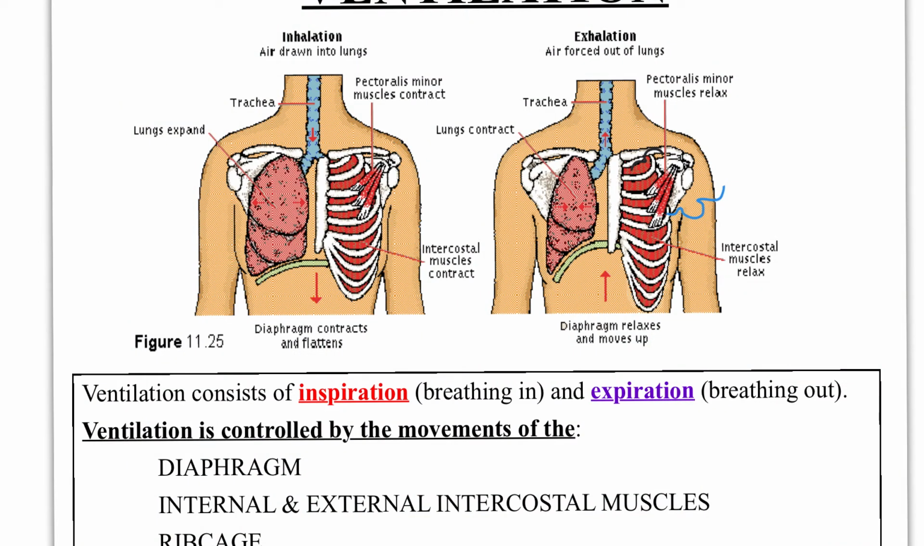So let's talk about ventilation for a minute. Ventilation is the movement of air in and out of your lungs through inhalation and exhalation. So we've got inspiration and expiration. So ventilation is controlled by the movement of the diaphragm, this sheet of muscle at the base of your lungs, your internal and external intercostal muscles. These are the muscles that sit in between your ribs on your rib cage. So if you were to go and eat some ribs, you would actually be eating intercostal muscles. And the movement of the rib cage itself.